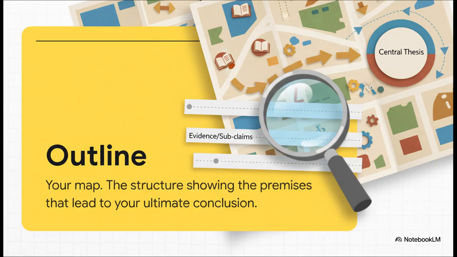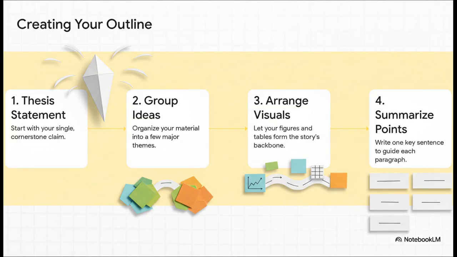And that's because an outline is way more than just a list of headings. It's your map. It's the logical skeleton of your entire paper, showing exactly how each piece of evidence, each little claim, systematically builds towards your main conclusion. It literally forces you to think through your entire argument before you get bogged down in the details of writing a perfect sentence.